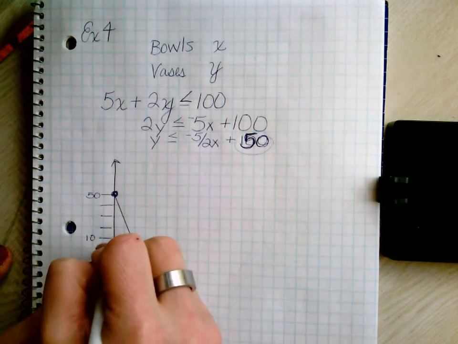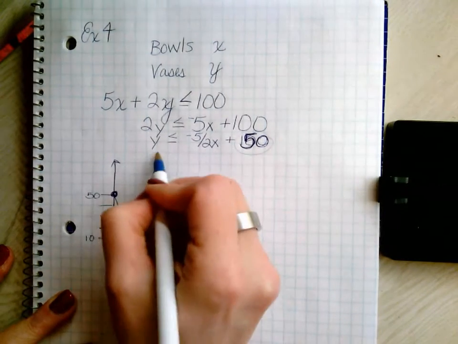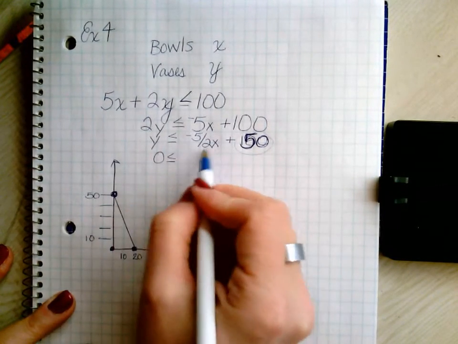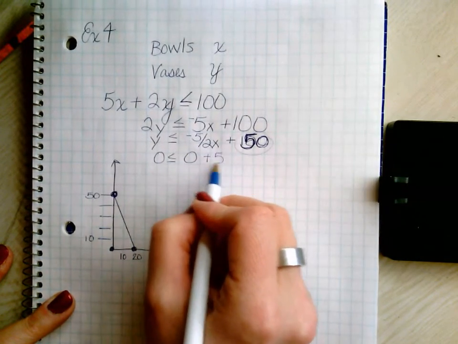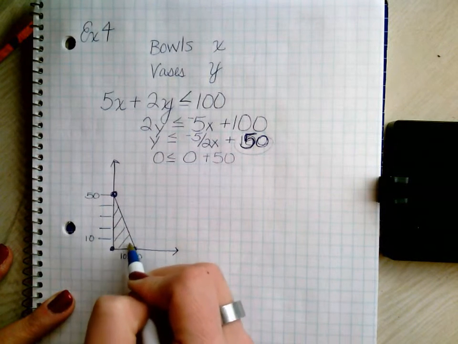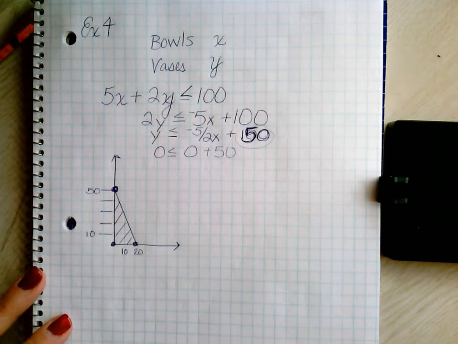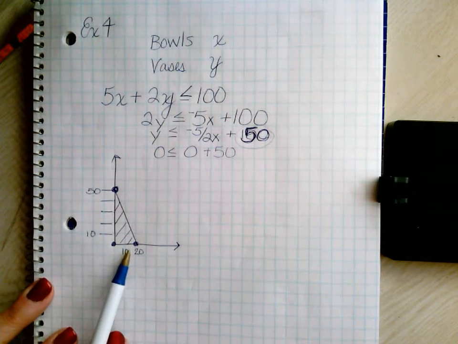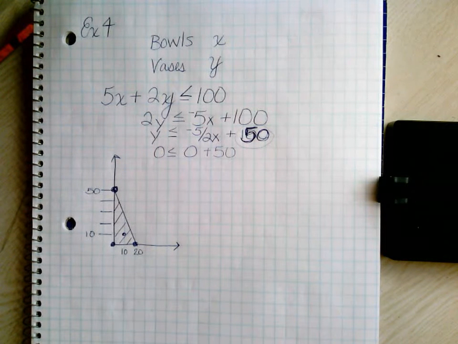Let's test our 0, 0. And in this equation right here, 0 is less than or equal to negative 5 halves times 0, which is 0, plus 50. Yes, that's true. So obviously this section illustrates the quantity of vases and bowls that I can make. Okay, I could make 10 vases and 10 bowls if I wanted. Why? Because it lies within the section that I have enough clay for.